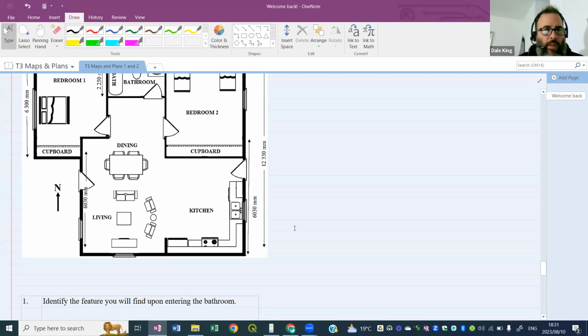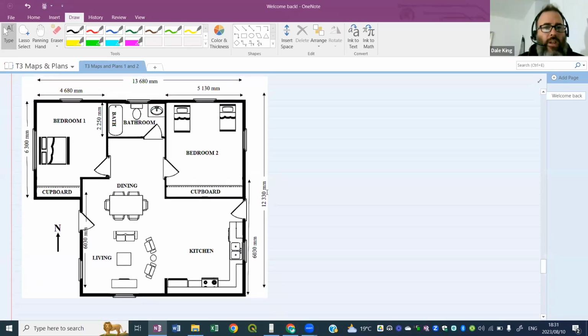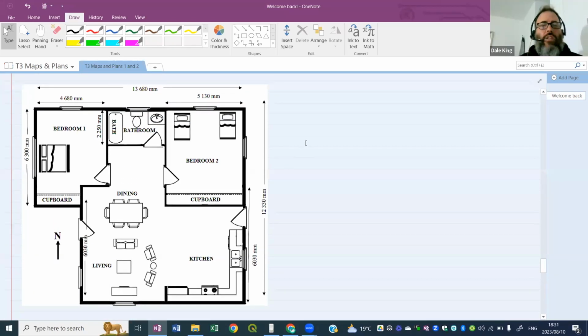Question number 1 at the bottom there says, identify the feature you will find upon entering the bathroom. Anyone in chat want to tell us? Can you see the bathroom? What feature will you find when you enter the bathroom? All right. You enter the bathroom here through this door. What's the first thing you see?